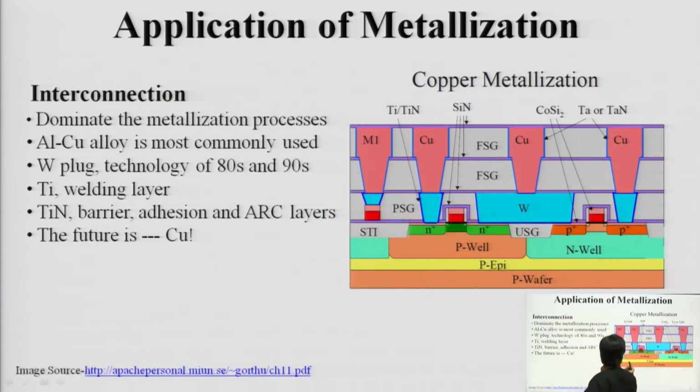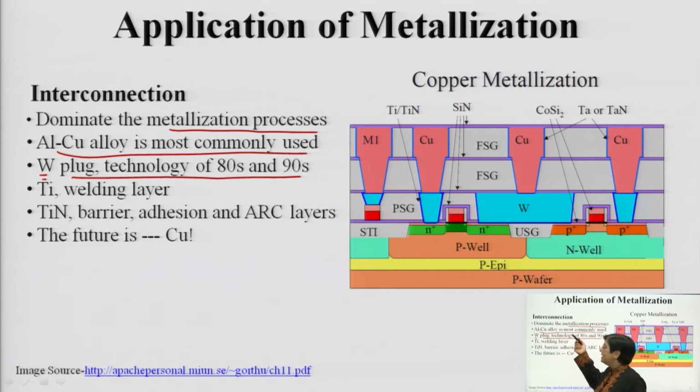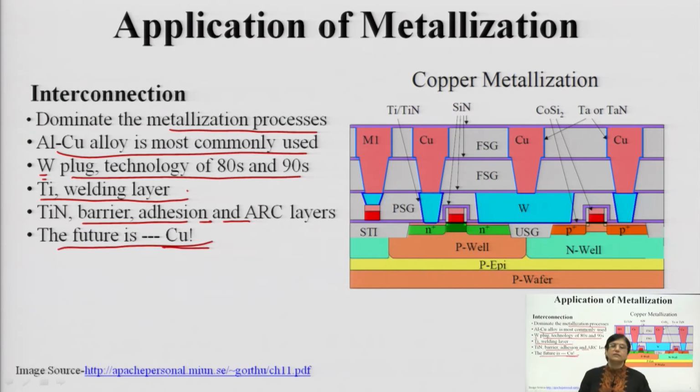Now, here also there is multi-level metallization being shown. Here you are having metallization where it is the dominating process. Aluminum alloy is normally, generally, widely being used. This is the tungsten plug, okay, which was used in the early 1990s, but there were some problems. You were using titanium as the welding layer, titanium nitride used for barrier because it has very good adhesivity, but since the devices are shrinking, the speed of operation is getting enhanced.